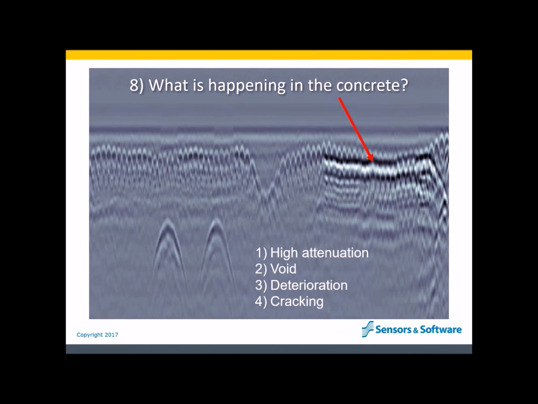Okay, question 8. I warn you, there's actually 10 questions, so we're getting close to the end here. Question number 8. What's happening in the concrete? So again, this is a concrete example. You can see the rebar, or actually wire mesh reflections. There's some utilities underneath here. But there's something going on in this area. And the question is, what do you think is happening in that area?